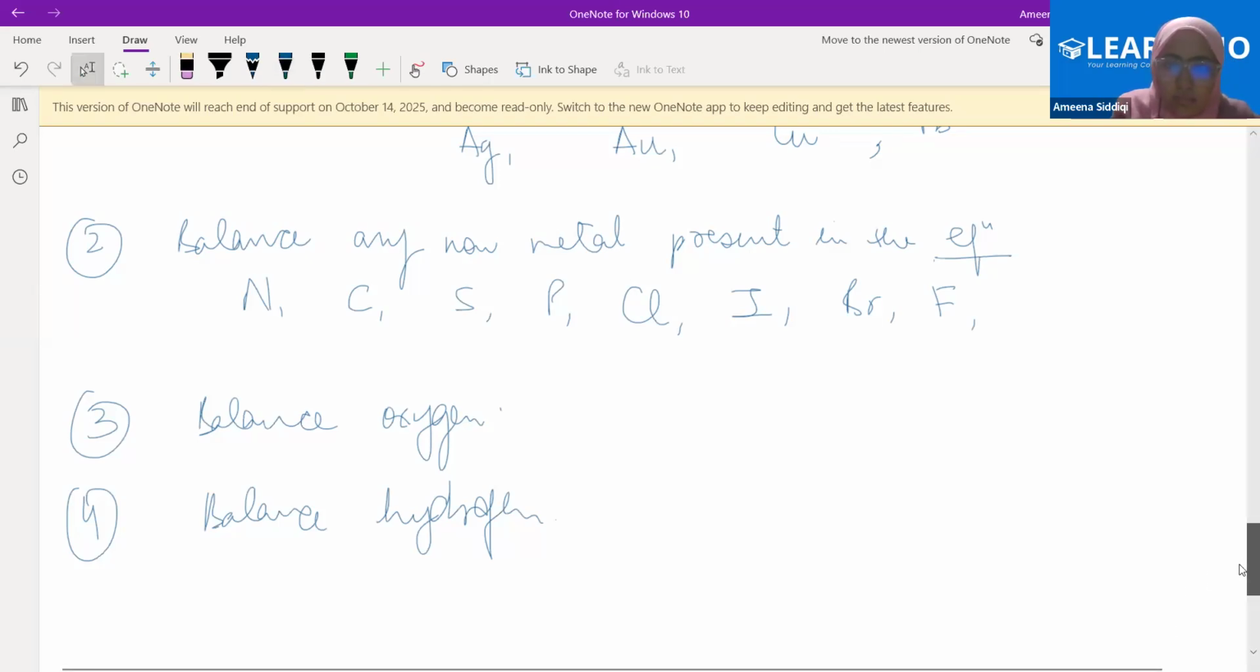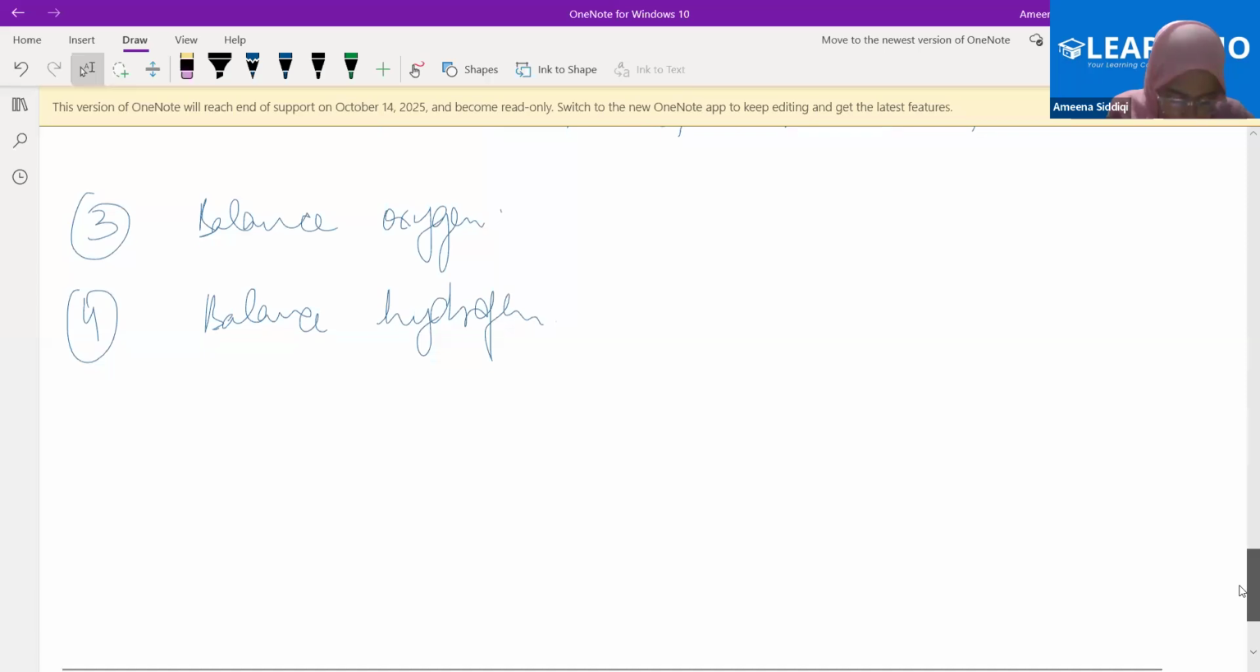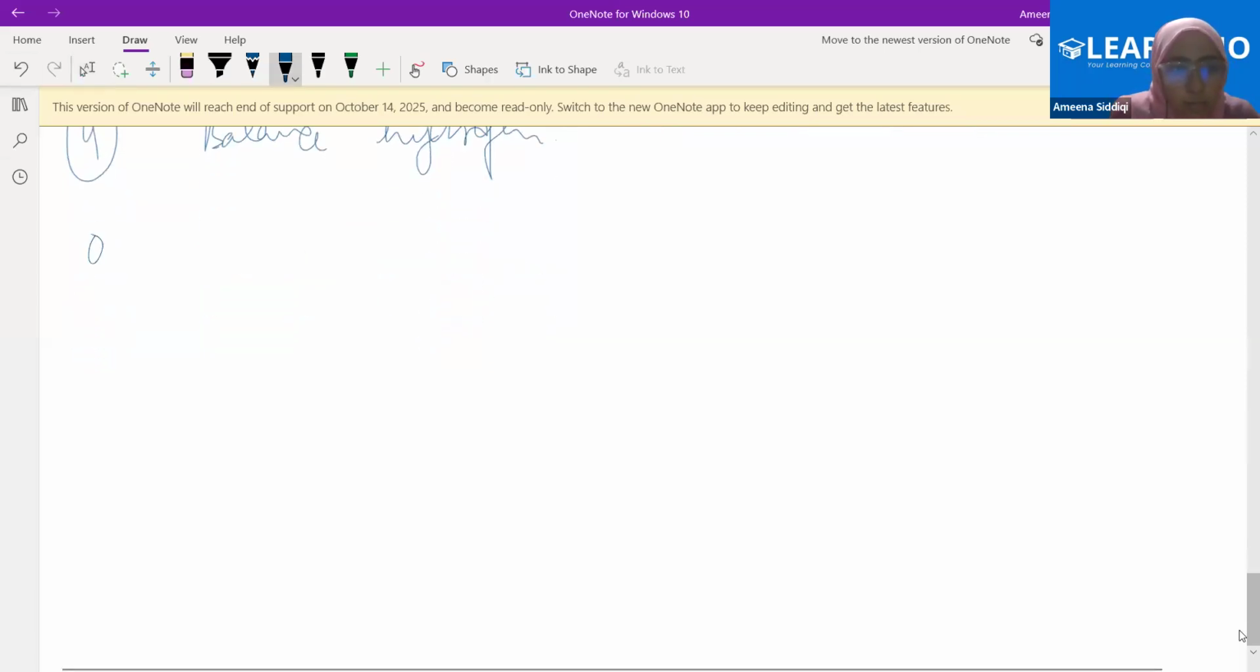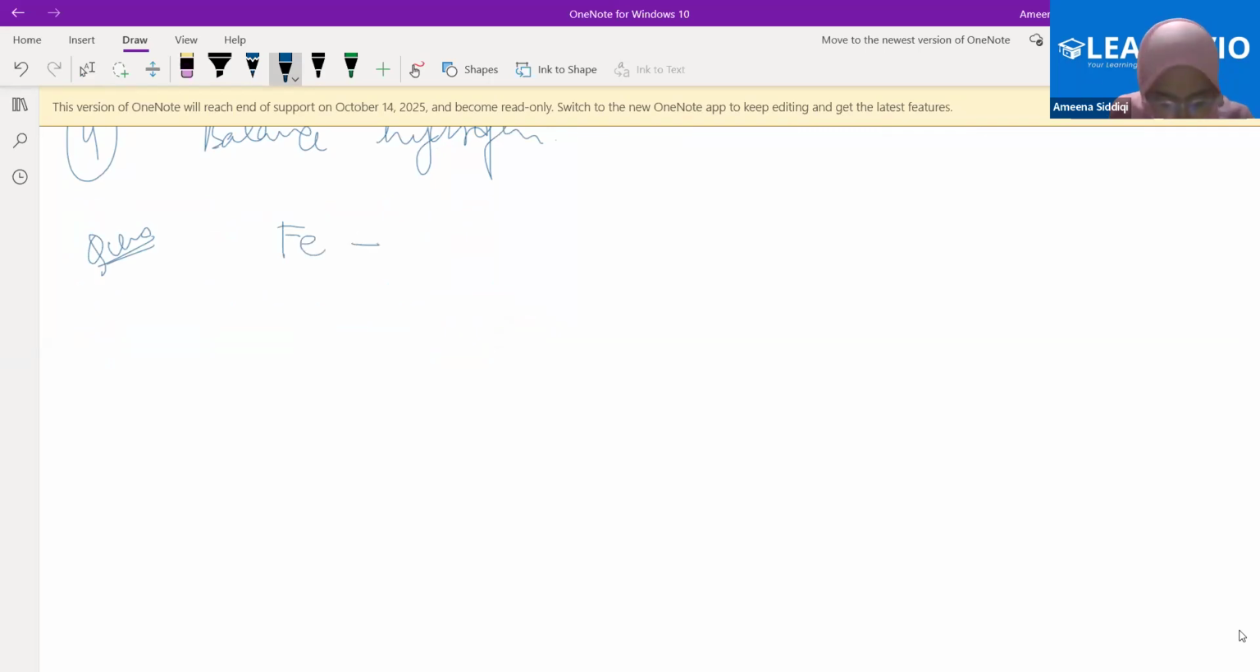Balance hydrogen. Right? Fine. So let's quickly see the example here. First learn how to approach the questions. I'll discuss this example with you. Then next you will see. Okay. So this is the equation.